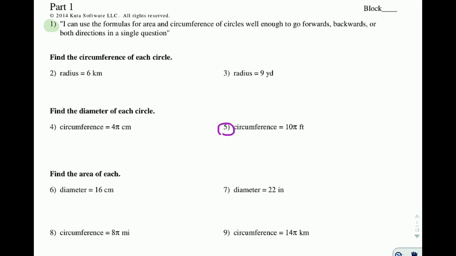It says the circumference is 10 pi feet, and I need to find the diameter. So I'm going to write down the relevant formula. Circumference is equal to 2 pi r, or pi times diameter. The one I'm going to pick is the one that has the diameter in it, because that's what I'm actually looking for. So I'm going to say pi times diameter.